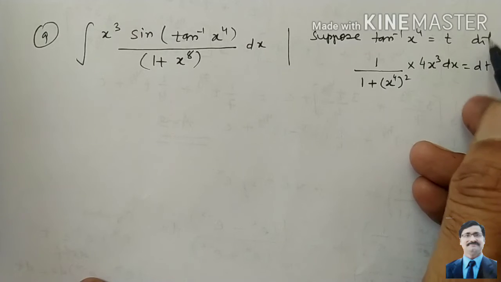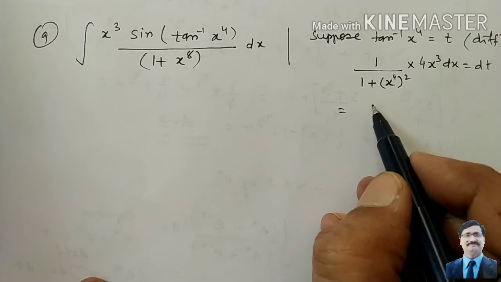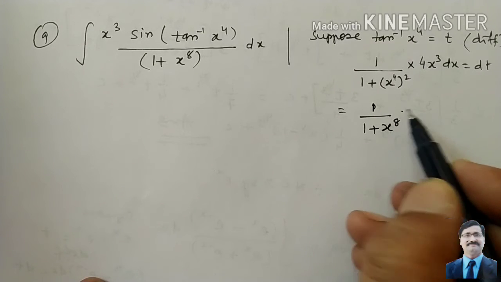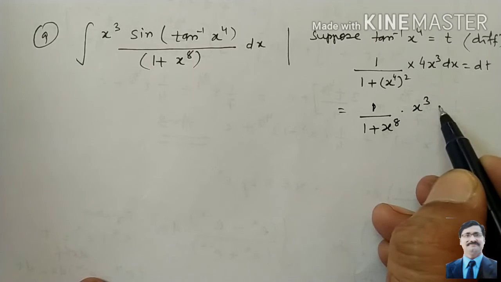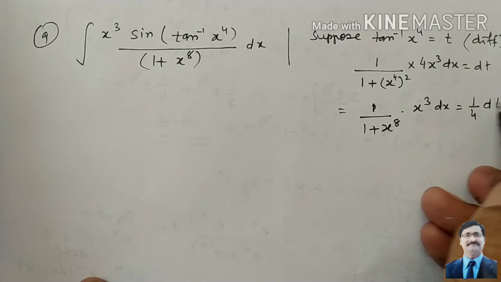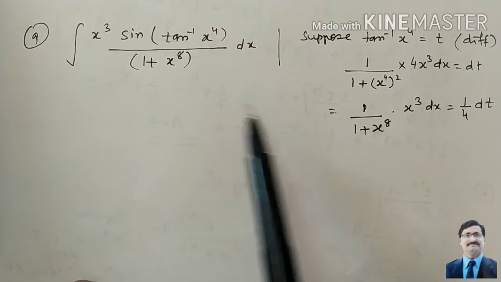This we get on differentiating, and look here, we write it in proper order. We get here 1 upon 1 plus x power 8 into x power 3 dx, and the 4 we transfer, so 1 upon 4 dt we get. Now we can check this question here.